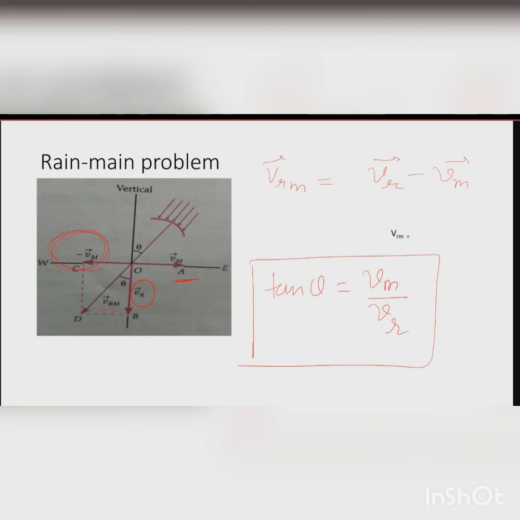Ma'am, can you please again tell what is the difference between the resultant velocity and the relative velocity situation?